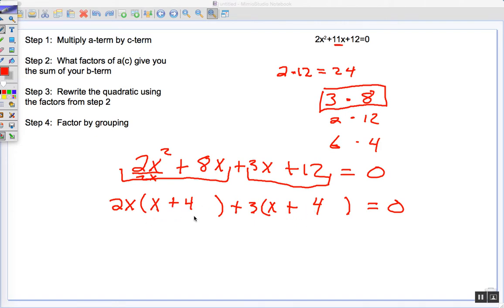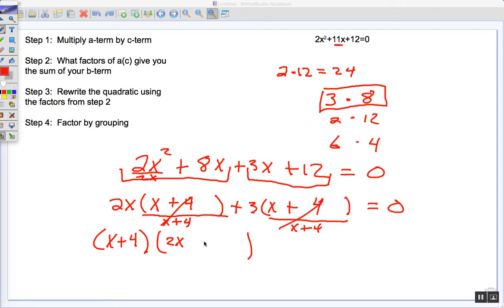So now, x plus 4 is common to both terms, so I'm going to factor out an x plus 4. So again, remember when you factor out, you're just rewriting it. So I'm going to divide both of these by x plus 4. I'm left with a 2x. Divide by x plus 4. And I'm left with a 3. So my factors are x plus 4 times 2x plus 3.